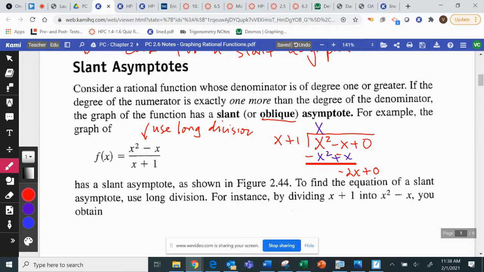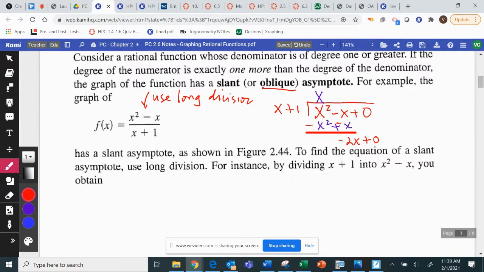Yes, dear. Since it's x plus 1, can you do the synthetic division? Yeah. All right. I'm trying to remember back in time why I don't, but I'm going to keep going and finish this one.